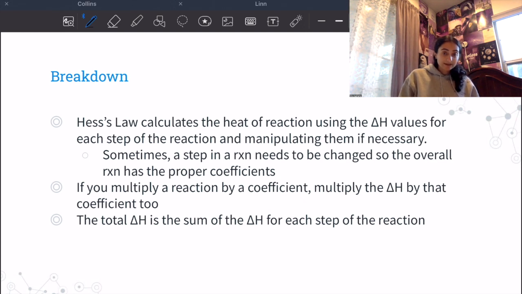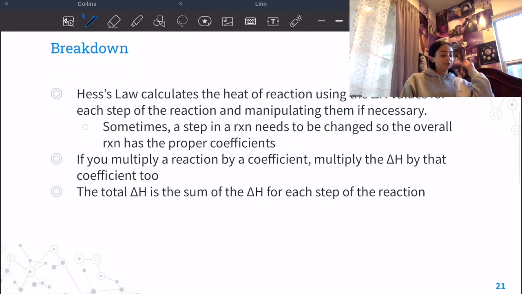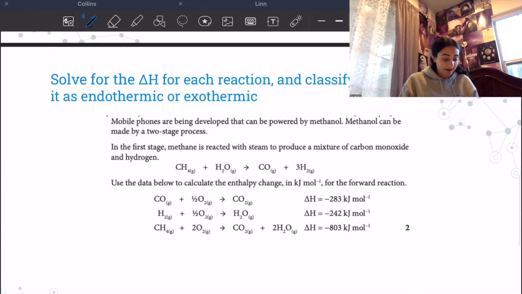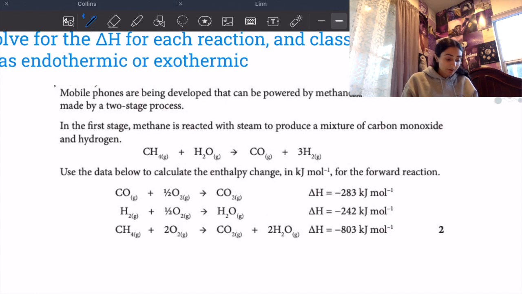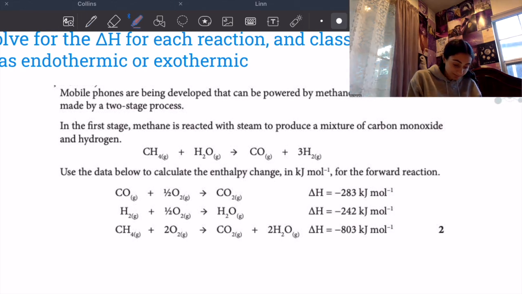So, like I said, we're going to add up all of the steps of the reaction, and as a result, also add up all of the delta H's. Now we're going to do an example. For this reaction, we are going to calculate the delta H, and we're going to classify the reaction as endothermic or exothermic. So this top reaction is what we are trying to get.